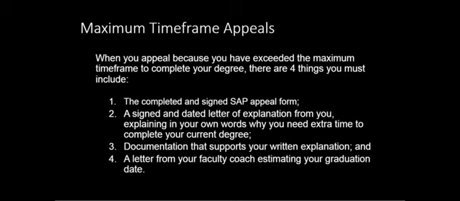If you're submitting your appeal because you've exceeded the maximum time frame, you need 4 things. The signed and dated appeal form, your letter of explanation about why you need an extension to complete your degree, documentation that supports that request, and a letter from your faculty coach estimating your graduation date.